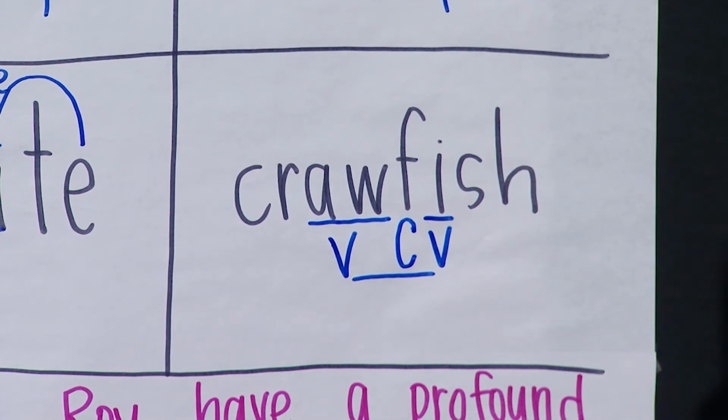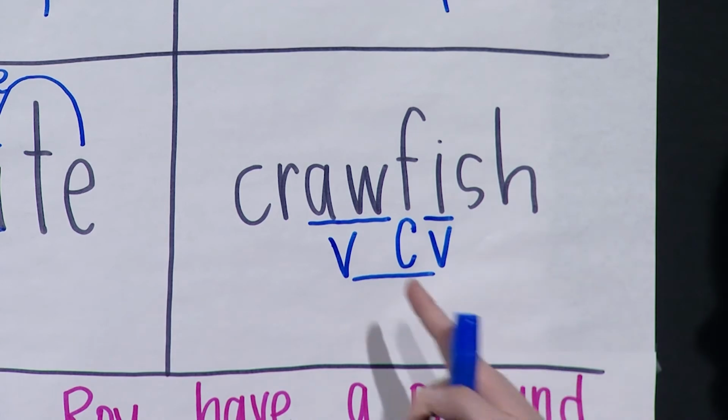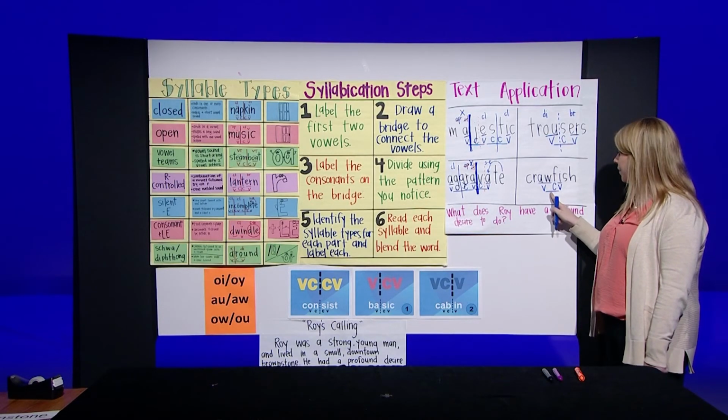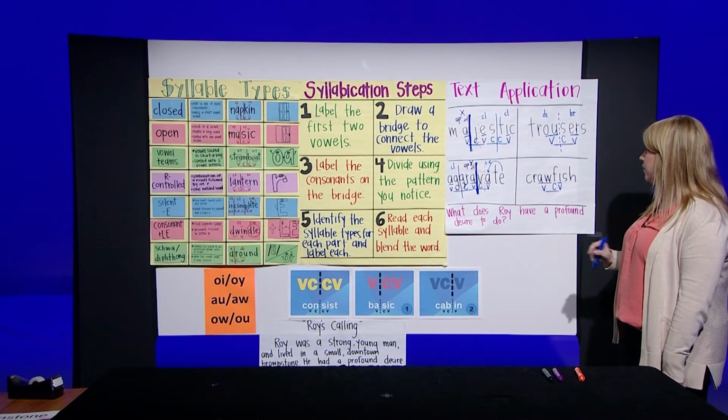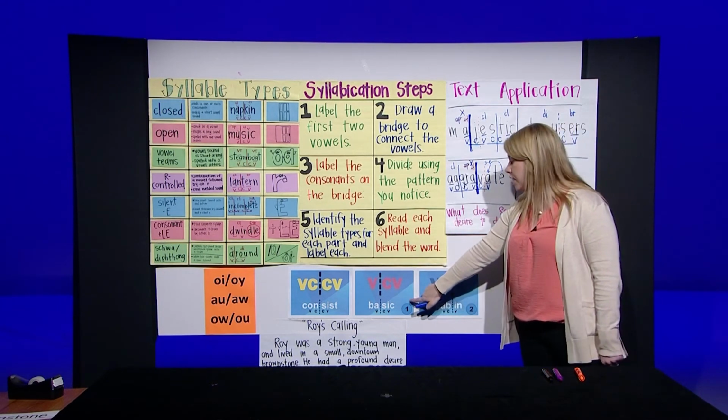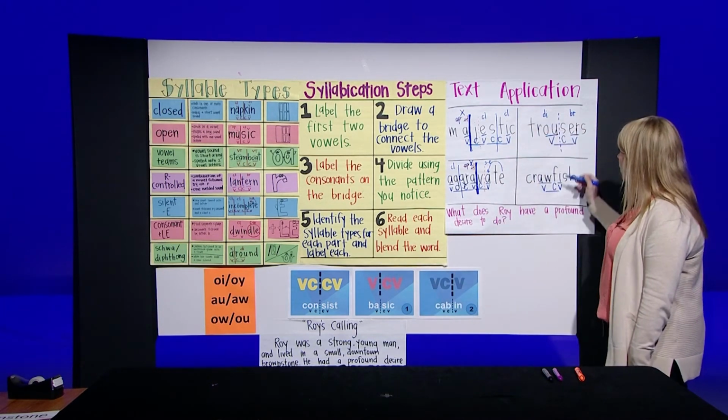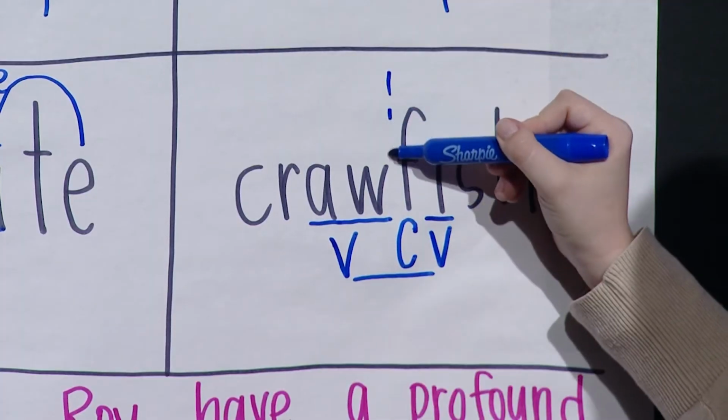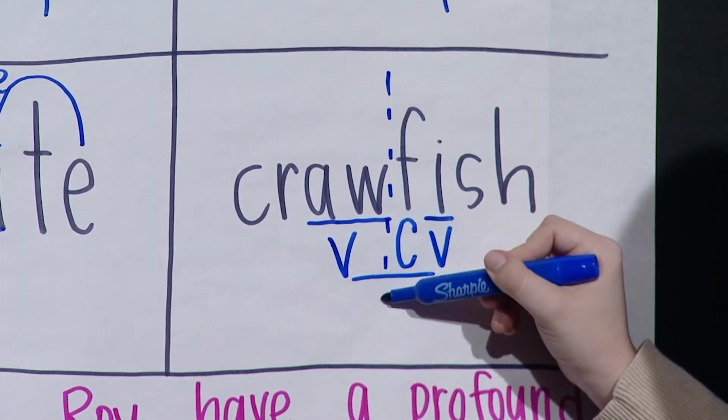All right, so now we're going to divide using the pattern we notice. And what pattern do you notice? Good. VCV. All right, so we're going to start by dividing after the vowel, and I'll use my dotted line just in case we need to move it.